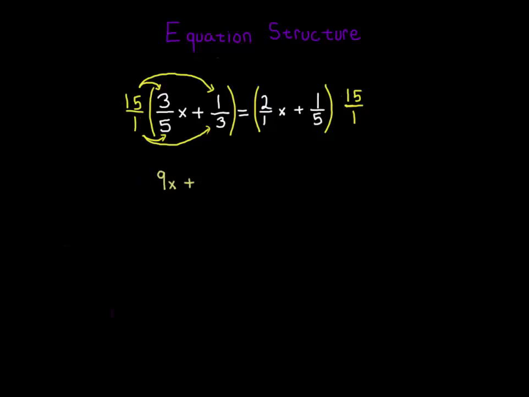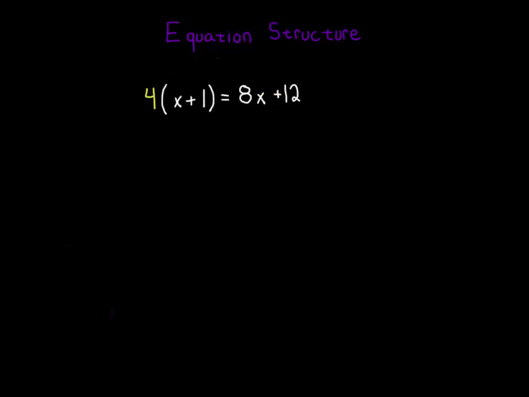15 times 1/3 is the same as 15 divided by 3, so 15 times 1/3 is 5. 15 times 2 is 30, and 15 times 1/5 is the same as 15 divided by 5. And now we've got an equation that's easier to solve. Here's a helpful strategy that's sort of the reverse of scaling, or rather scaling to make things smaller.